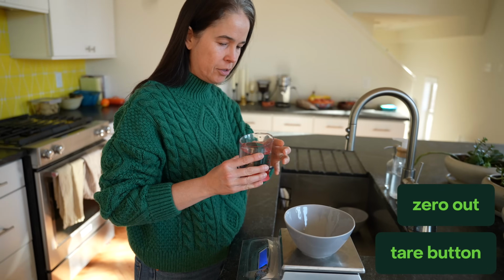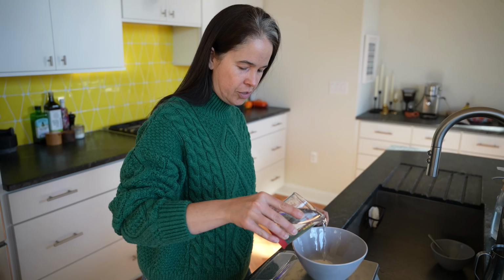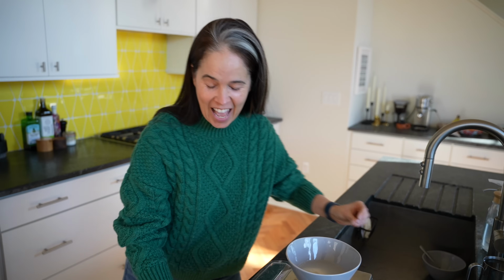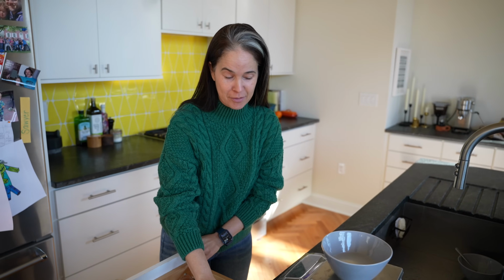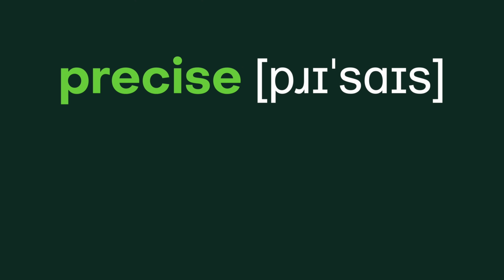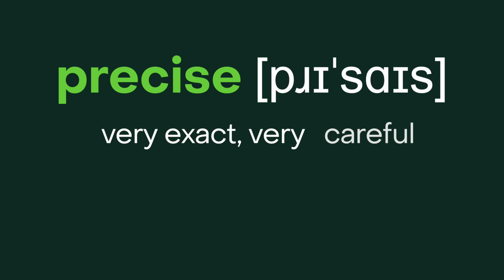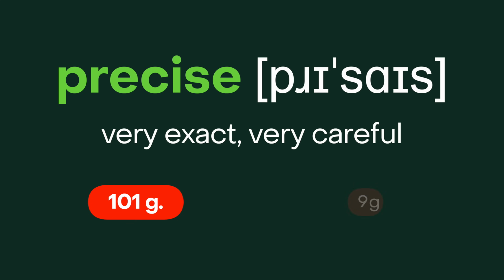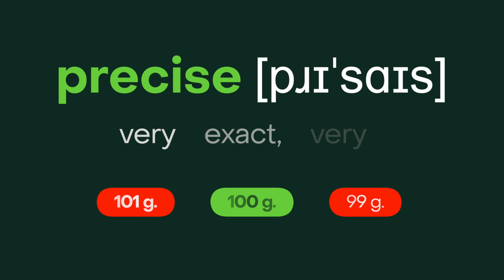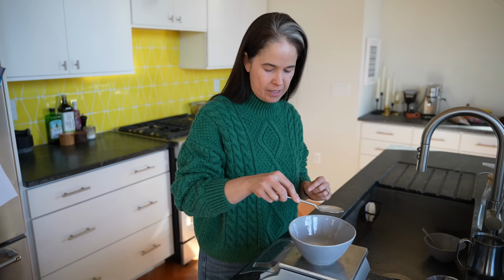And now I'm adding 100 grams of warm water. So easy. Oops, went over. I never go over when I'm doing it by myself. I'm gonna scoop some out because I feel like being more precise. If you're being precise, you're being very exact, very careful. For example, I'm not gonna put in 101 grams or 99 grams. I wanna put in 100 grams. I'm being very precise because I feel like being more precise.